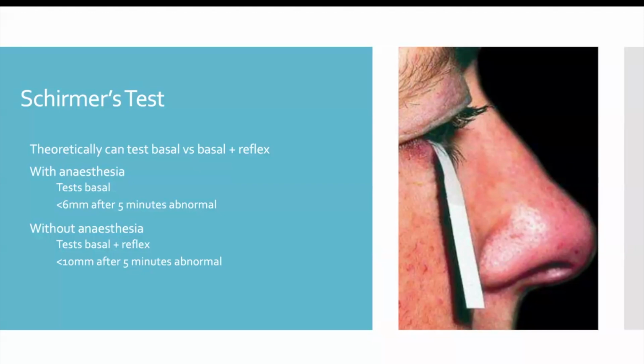And then if you haven't put anesthesia, then you can imagine you'll get much more, and you're looking at both the basal and the reflex. And less than 10 millimeters here would be abnormal. So that's the difference between the anesthetized Schirmer's versus the non-anesthetized.